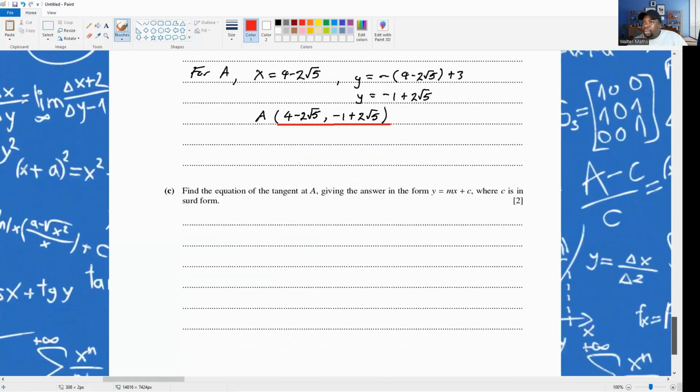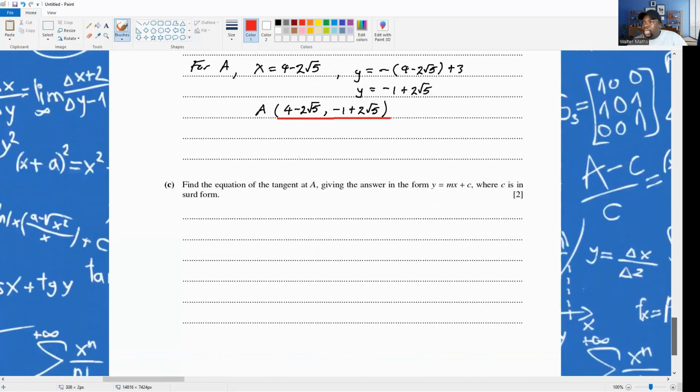Let's go on to part C, which happens to be the very last part of our question. It says, find the equation of the tangent at A, giving the answer in the form y equal to mx plus c, where c is in surd form. So how do we go about this? To find the equation of a line, we need the gradient. We've been told that the gradient of those tangents is 1.